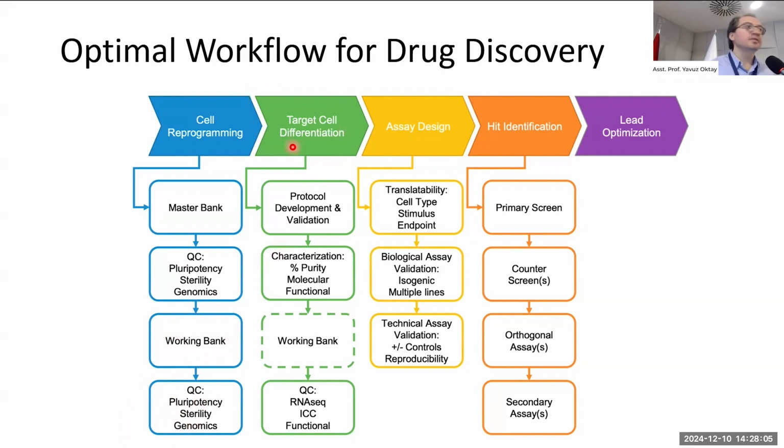And next comes the differentiation. Okay, you have good iPS cells, but what about the differentiation step? You must have protocols that are really robust and that minimize heterogeneity.